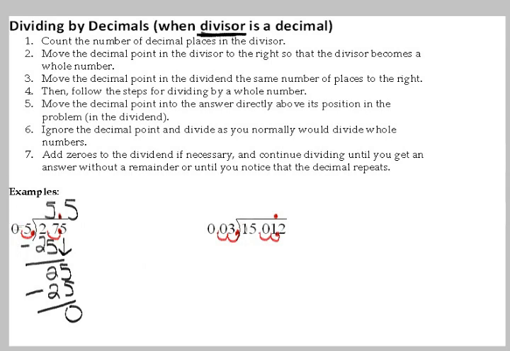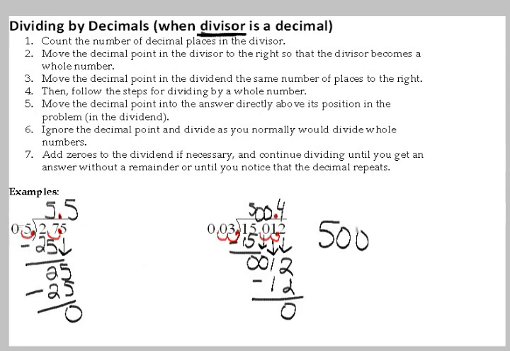3 doesn't go into 1, but it goes into 15 5 times. So we put 5 up there in the answer. 5 times 3 is 15. Subtract, and we have nothing left. Bring down the next digit, which is 0. 3 goes into 0 0 times. Bring down the next digit, which is 1. 3 goes into 1 0 times. Bring down our next digit, which is 2. And 3 goes into 12 4 times. 4 times 3 is 12. We subtract and there's nothing left. So our answer is 500.4 or 504 tenths.